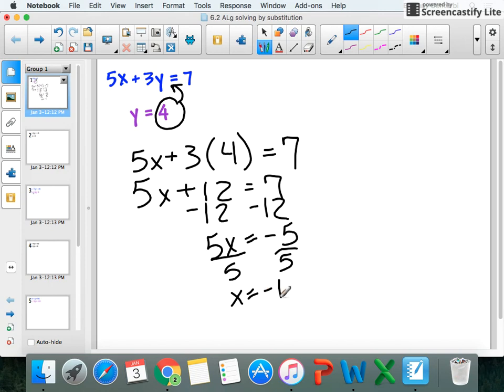Now in this case here, we're done. We have our x and our y. So we have to write it as an ordered pair. So x is negative 1 and y is 4. So if we were to graph these two lines on the graph, they would intersect at the point negative 1, 4. So I want you to go ahead and pause the video and you're going to try the next problem on your own.